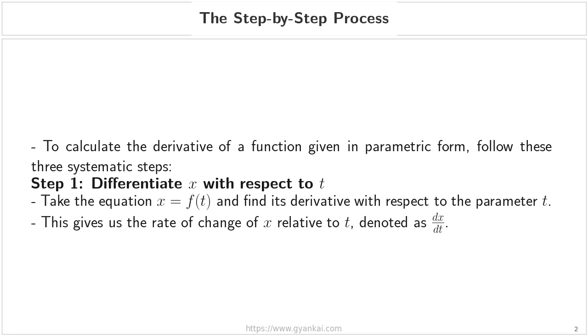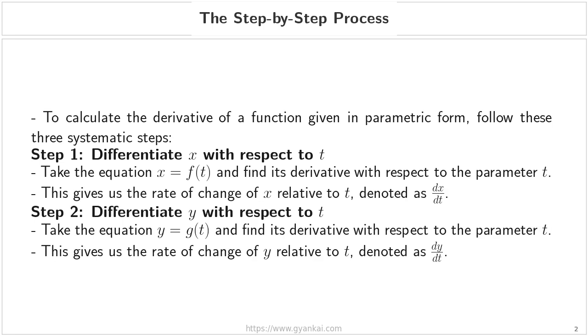In this step, you take the equation where x is defined as a function of t and find its derivative with respect to the parameter t. This process gives us the rate of change of x relative to t, which we denote as dx by dt. Next, we move to step 2. Differentiate y with respect to t.